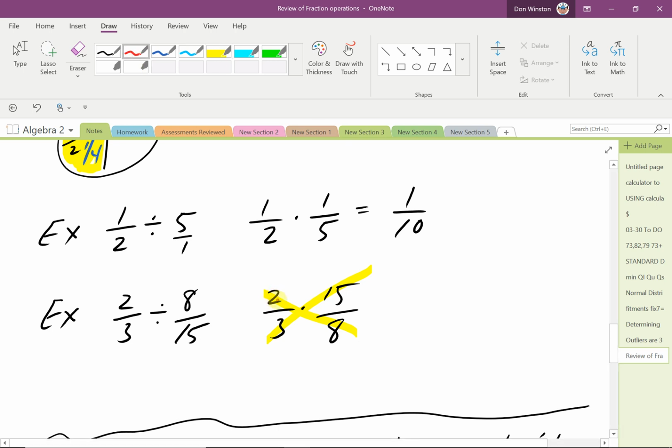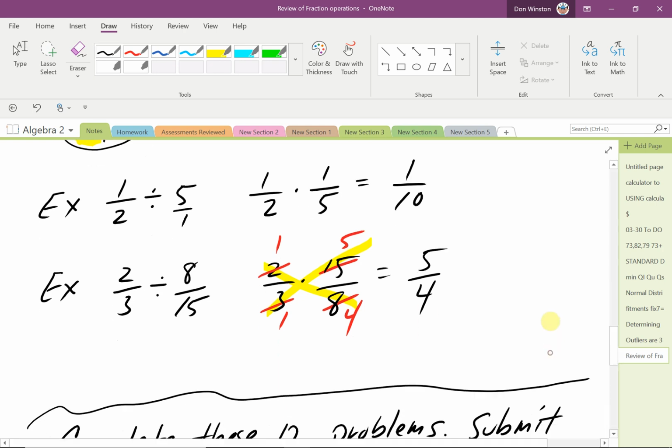So let's see here. 2 goes into 2 once, into 8 4 times. And then 3 goes into 3 once and into 15 5 times. And then I have 1 times 5 is 5. And then 1 times 4 is 4. So I get 5/4. So 2/3 divided by 8/15 is 5/4.